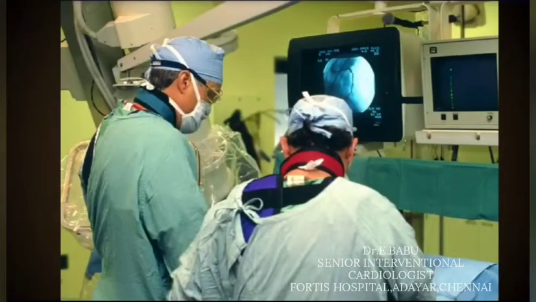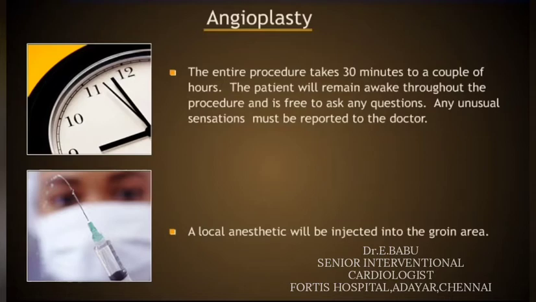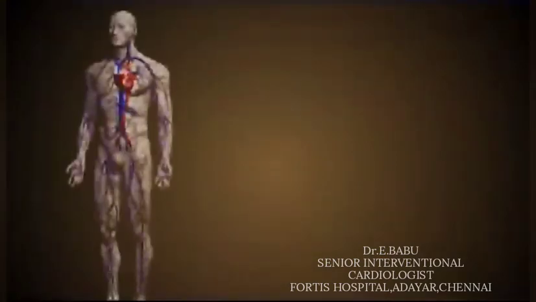How is angioplasty performed? The entire procedure takes 30 minutes to a couple of hours. The patient will remain awake throughout the procedure and is free to ask any questions. Any unusual sensations must be reported to the doctor. A local anesthetic will be injected into the groin area.